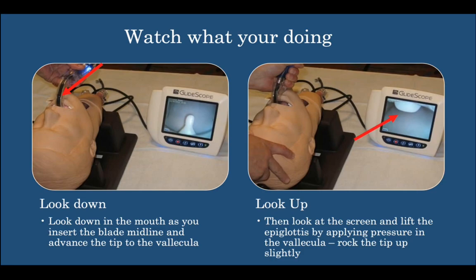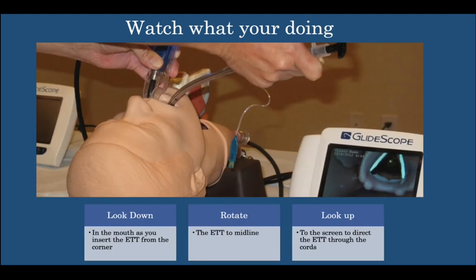Once you can see the epiglottis, tiptoe your way down into the vallecula and a slight rock of the tip back onto your hand. Once you have your 50-50 view, set it and forget it. Remember, the talent from here on out is the hyperangulated stylet. So it's time to look down again as I insert the stylet. Now, come from the right side of the mouth and look in the mouth until the tip of the tube gets past those molars and it starts to go behind the angle of the tongue. Now you're going to look up to the screen.